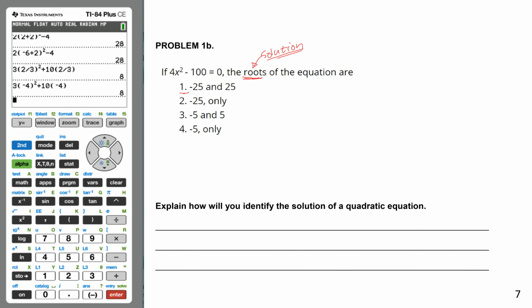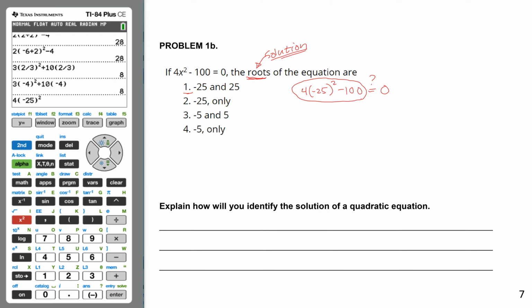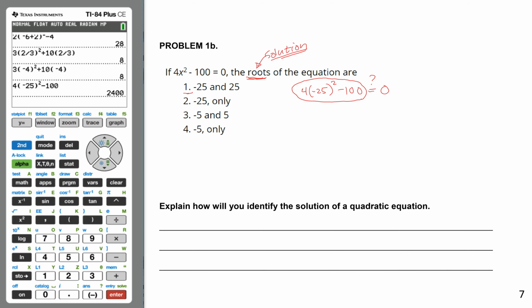Let's try option number 1. So we have here negative 25. So you have 4 times negative 25 squared minus 100 equals 0. So I would like to see if this one works in the equation. So I'll try to enter everything in the calculator. So you have 4 times negative 25 squared minus 100. Press enter. And this one gives you 2,400. So 2,400 is not equal to 0. So this one is false. I will not even try the second one since this one is not working. So the one that has negative 25 will not work. So this one is also out of the possible answers.